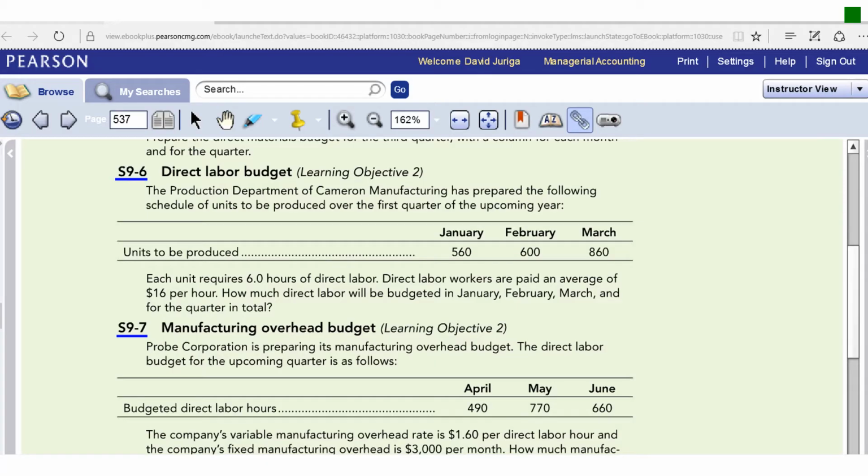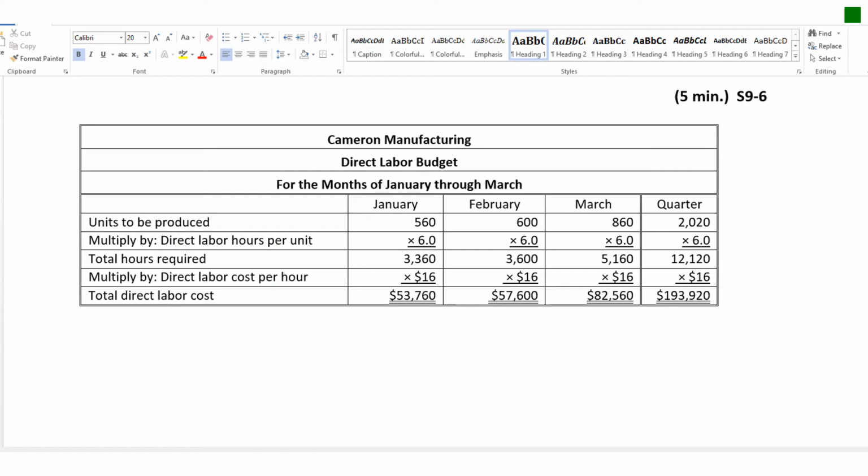Okay, so the next budget we want to look at is the direct labor budget. This is S9-6. Same thing, the starting point is going to be with production. They went ahead and gave you the production numbers right here. We need to know how to convert production units into how many hours of labor. They tell you it's basically 6 hours to make a unit. They pay their workers $16 per hour on average. We're going to do this budget for January, February, March, and then we're going to summarize it for the quarter.